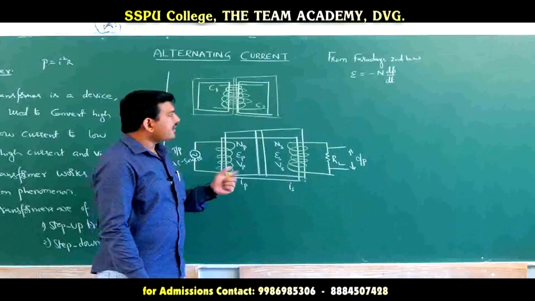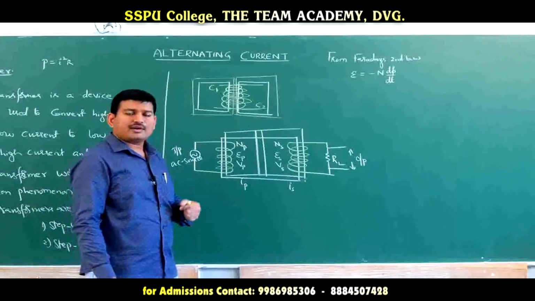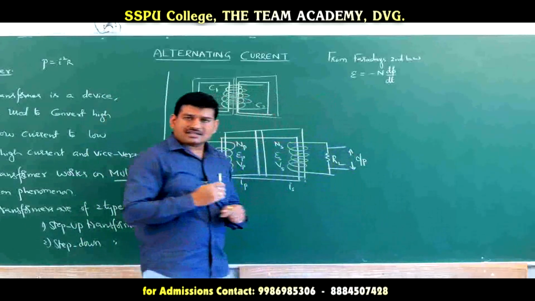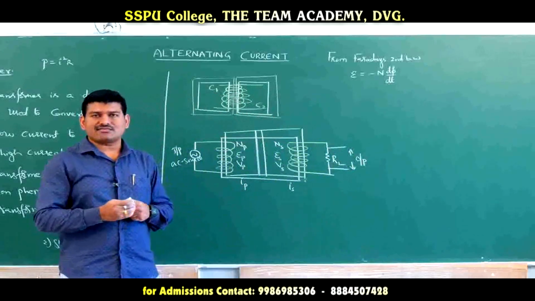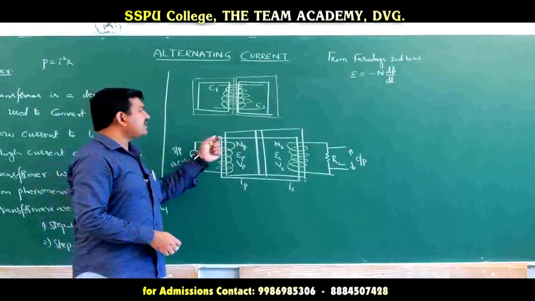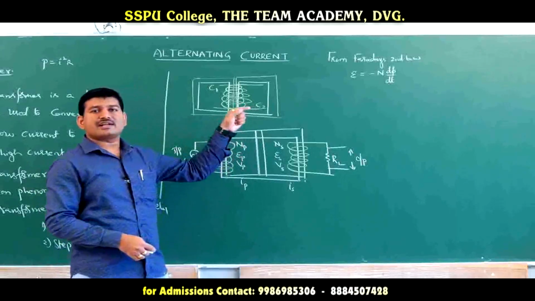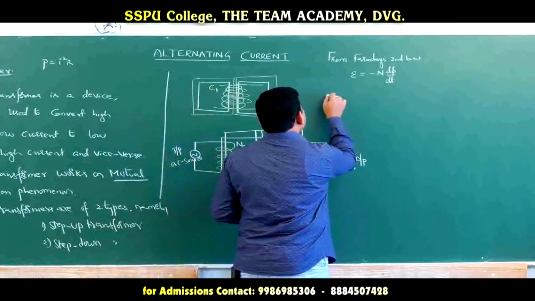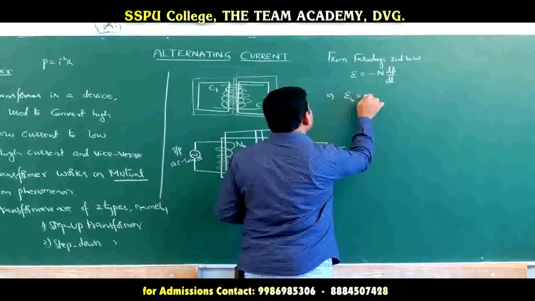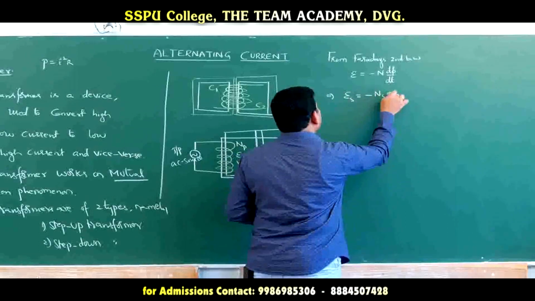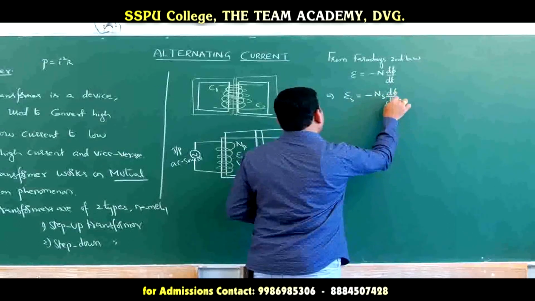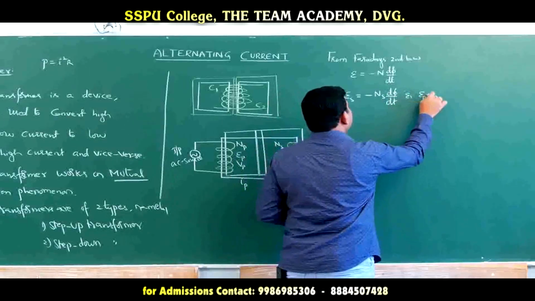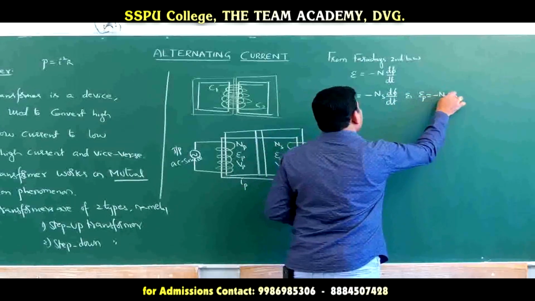Therefore, what is the EMF induced in the primary coil and what is the EMF induced in the secondary coil? If I consider the transformer to be an ideal transformer, then whatever flux is linked with the primary coil is also linked with the secondary coil. Therefore, I can say that Es is equal to minus Ns into d phi by dt and Ep is equal to minus Np into d phi by dt.